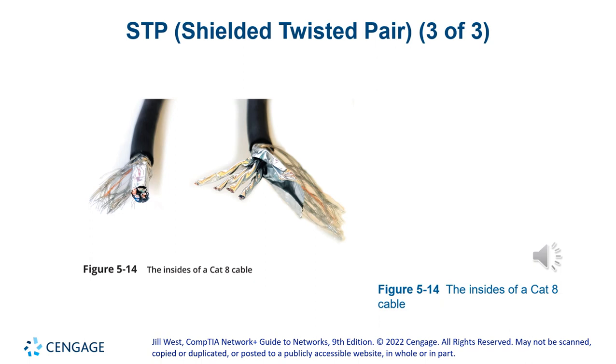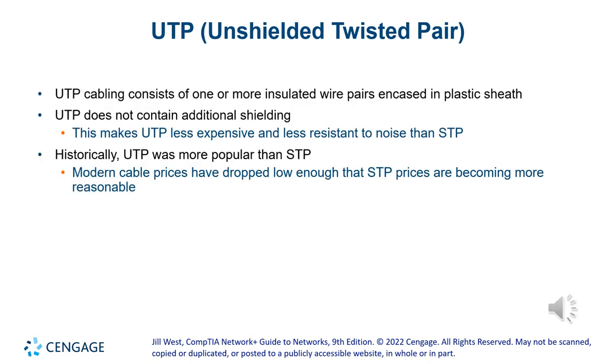And this is a Cat 8. If you see category 8, you'll see that every pair has a shield independent from the main shield. So you've got the braid, the shield, and then each pair has its own shield, and that's just to minimize the noise in that wire. So that also prevents crosstalk from one pair of wires to the other pair of wires. It completely enhances everything. That's why it's a category 8.